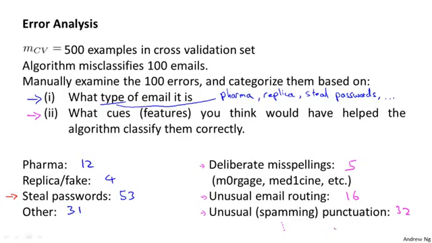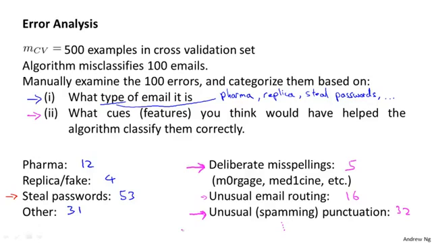And if this is what you get on your cross-validation set, then it really tells you that maybe deliberate misspellings is a sufficiently rare phenomenon that maybe it is not worth a lot of time trying to write algorithms to detect that. But if you find that a lot of spammers are using unusual punctuation, then maybe that's a strong sign that it might actually be worth your while to spend the time to develop more sophisticated features based on punctuation. So this sort of error analysis, which is really the process of manually examining the mistakes that the algorithm makes, can often help guide you to the most fruitful avenues to pursue.